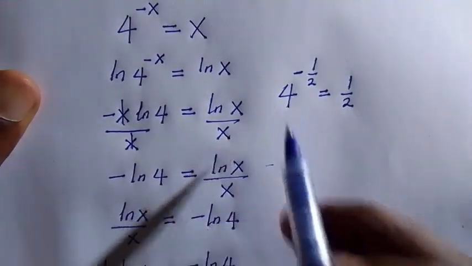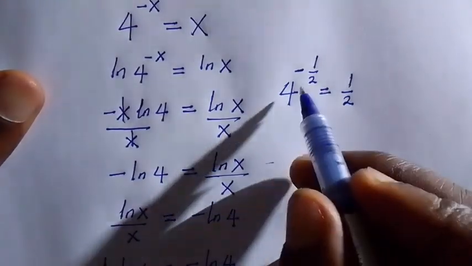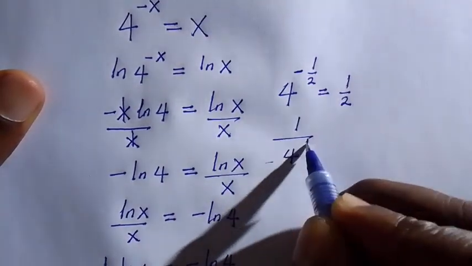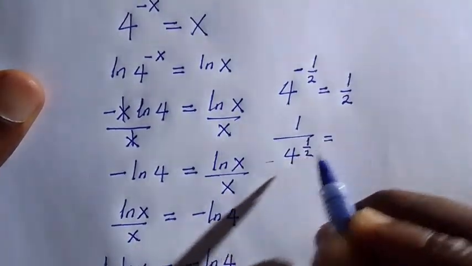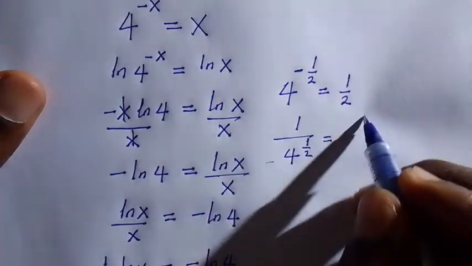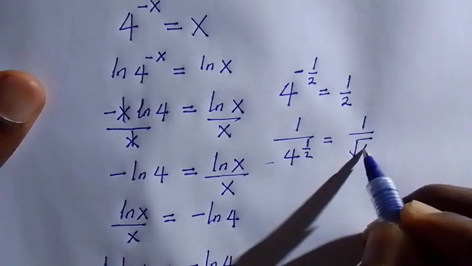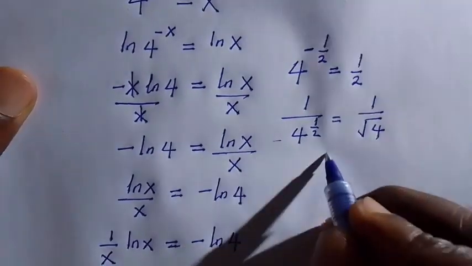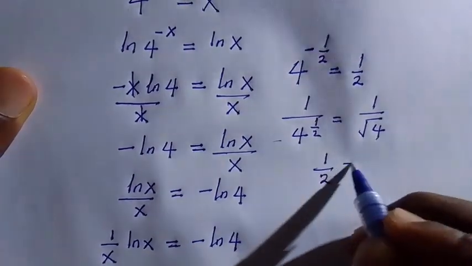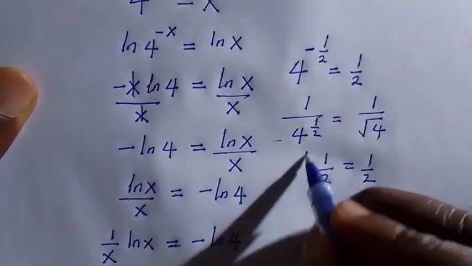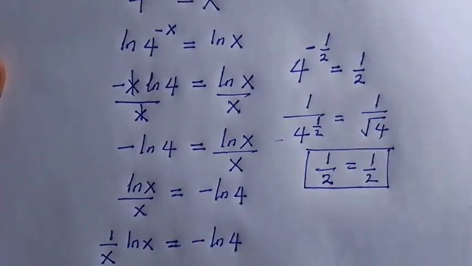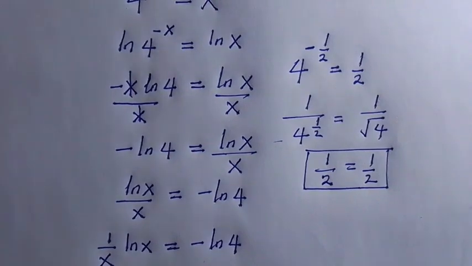By considering from here, we have 4 to the power of minus 1 over 2, we can write it as 1 divided by 4 to the power of 1 over 2. Then 4 to the power of 1 over 2, we can write it as 1 divided by the square root of 4. And the square root of 4 here is given as 2, so we get 1 divided by 2. It shows that the left hand side of this equation equals the right hand side. And as usual, we are done with this problem.